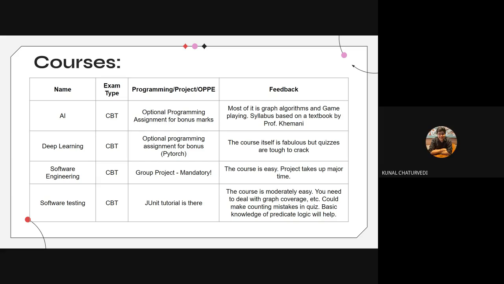Deep learning is one of the most difficult courses, I would say. It's on the more difficult side. So more than MLT. I guess it's more than MLT, I would say.